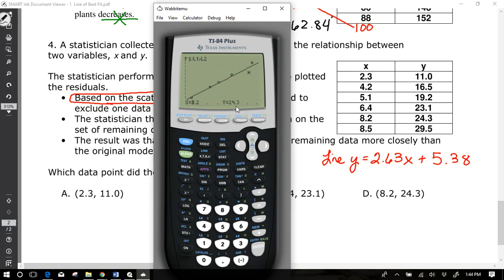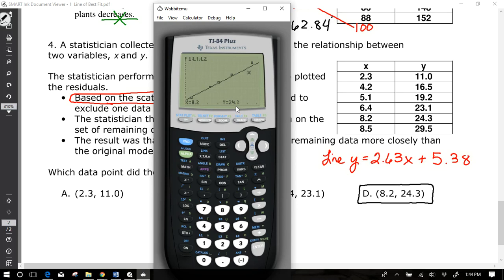So that is D right here. D matches the point that is currently highlighted on my calculator. And that was great. We did it 100% in our calculator.